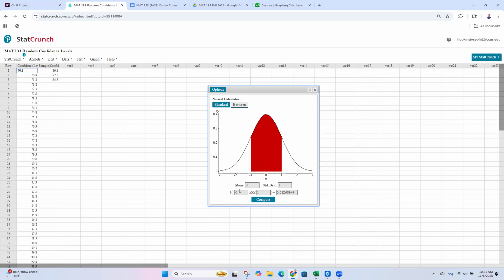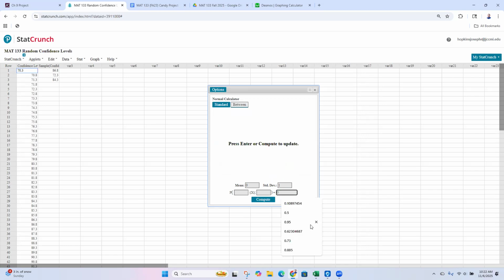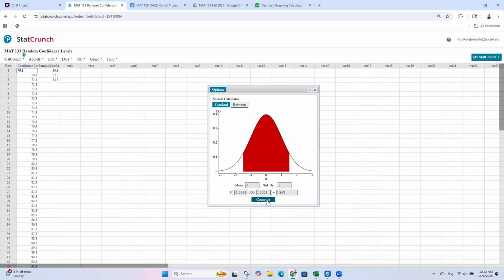I don't know what my values here are, but I do know this. This is the percent confidence. It's my confidence level. In my case, I want 0.868. I want 86.8% of my data to be in the red area here.